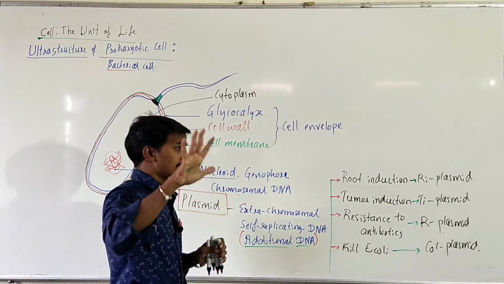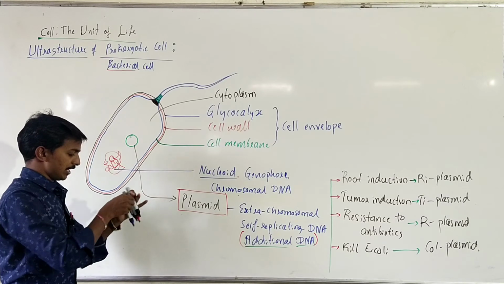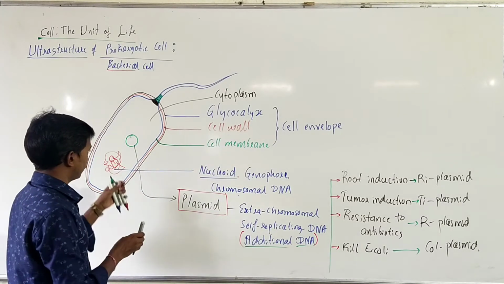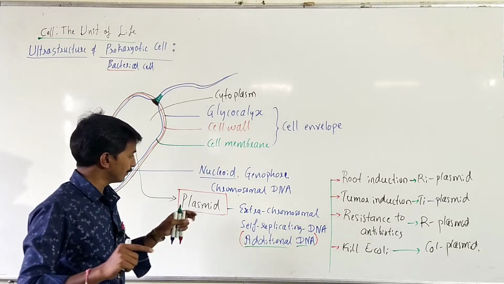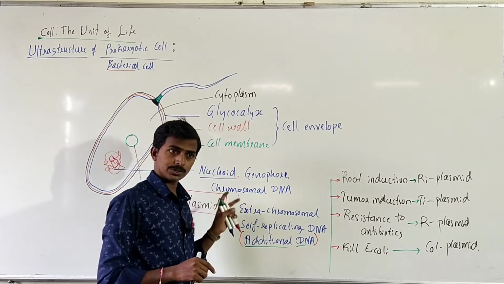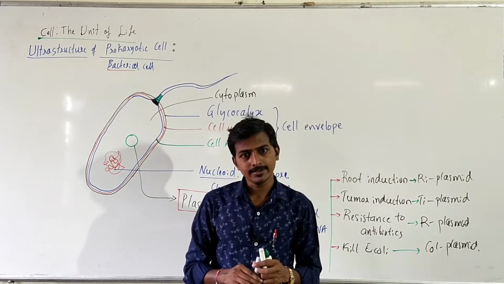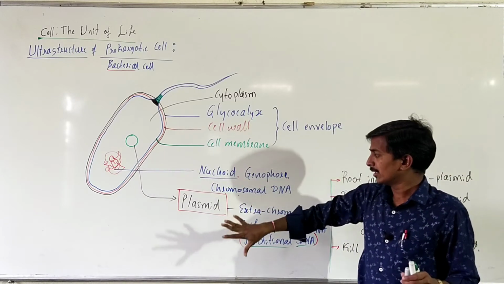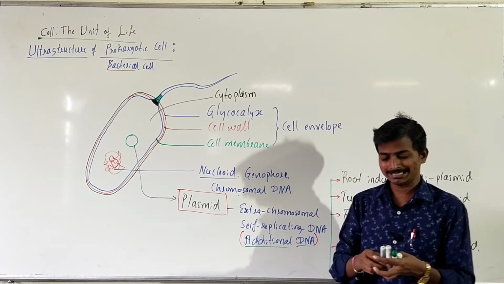One more thing, just remember, it is an additional DNA. Plasmid is an additional DNA performing additional functions of the bacteria. Okay. Because the basic functions are performed by the nucleoid. All those characteristics, transfer and inheritance property is maintained by the nucleoid chromosomal DNA, but the additional work will be done by the plasmid. Right.